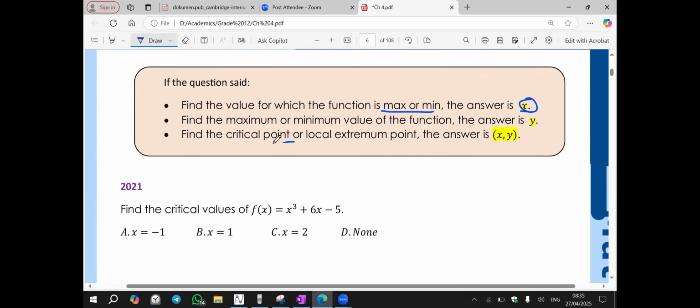Find the critical point. A point consists of x and y. Then we will find the critical value, which is x. Put that value back into f(x). Then we will get the y, and the x and the y together will be the critical point.